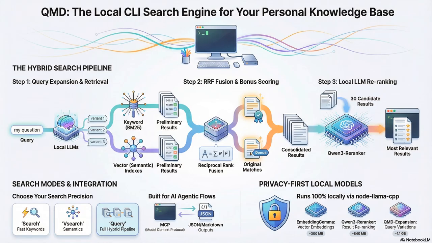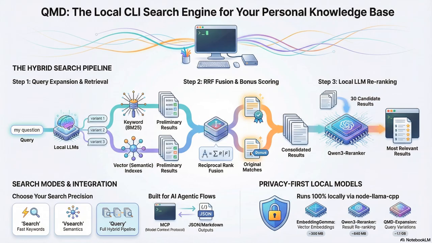That local part is really the headline for me. I mean, we're seeing this huge explosion in AI search tools right now. Perplexity, all the others, but they all work the same way. You give them your data, they process it on some massive server farm, and they give you an answer. QMD is interesting because it just flips that whole model. It says, no, we can do the heavy lifting right here on your laptop.